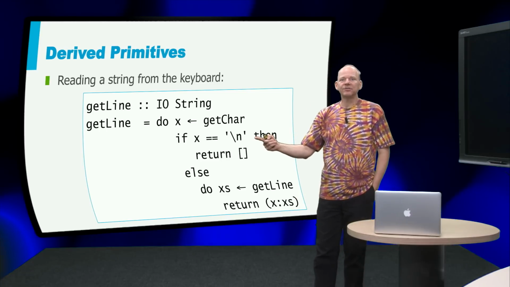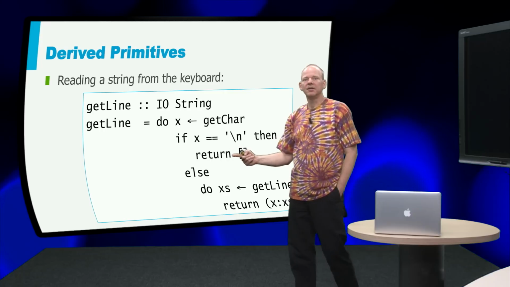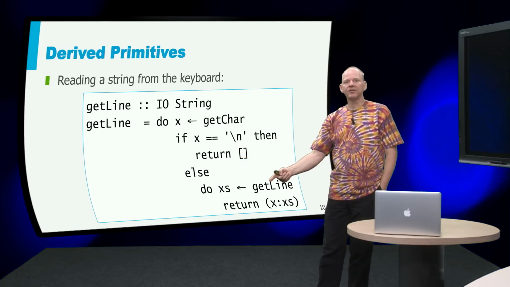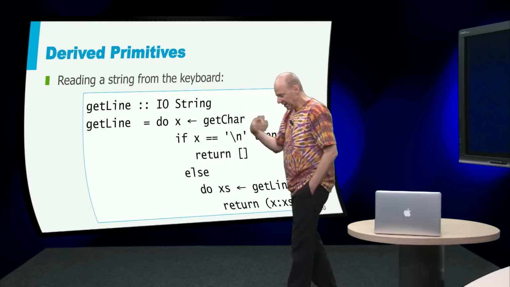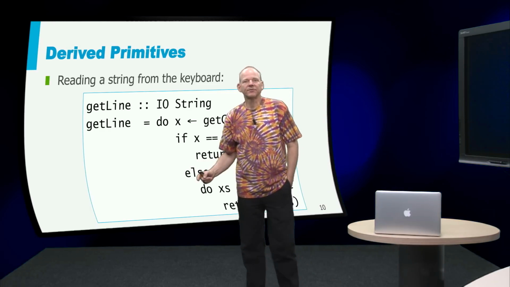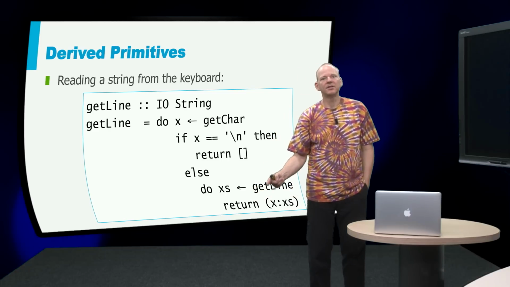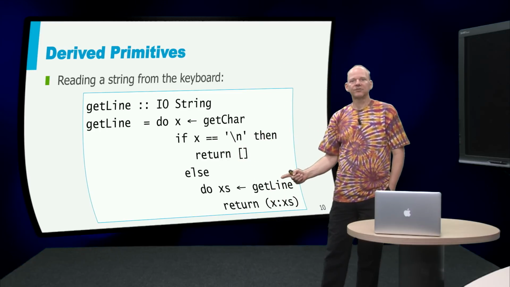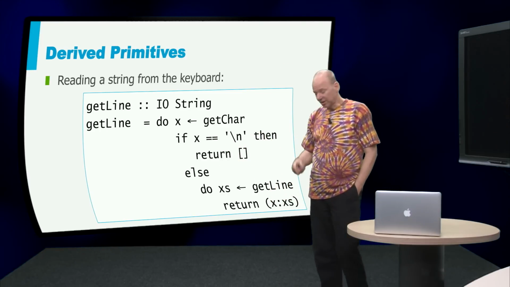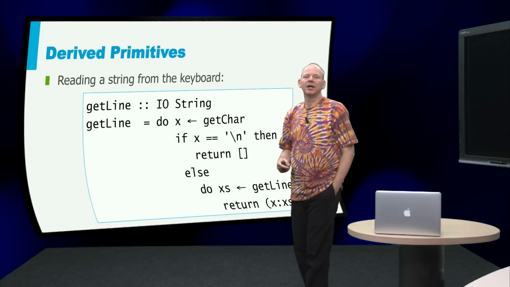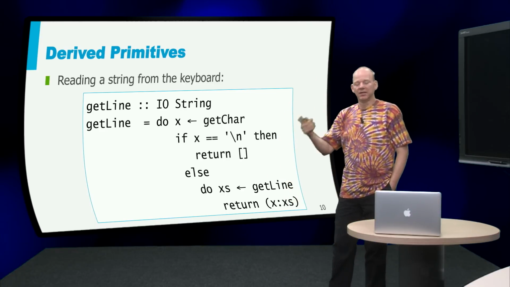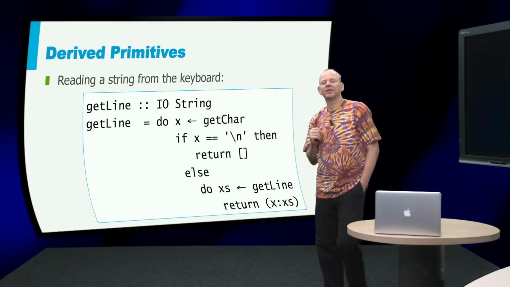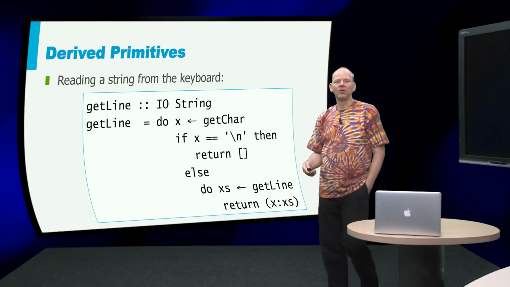Well, if the character that we just read is the new line, then we're done, so we return the empty string. Otherwise, we recursively read on to read the rest of the string, and then we return the previous character that we read concatenated onto the string that we recursively read. So another kind of recursive thing here where we just call this thing itself recursively until we hit a new line, and then we return all the values.